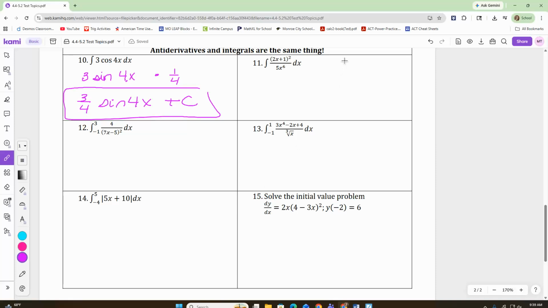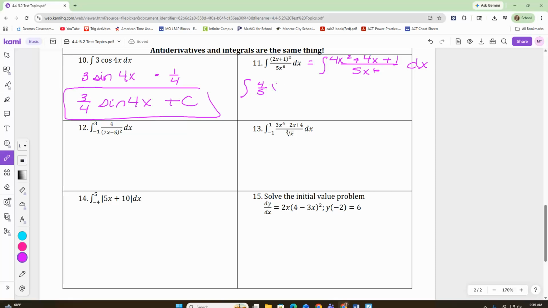Number 11. Can you just do the antiderivative of the top and the bottom? No, you have to simplify this first. So if I FOIL out the top, it's still a quotient. I have to write it so it's not a quotient. Since the bottom is just one term, we can put each one over that.